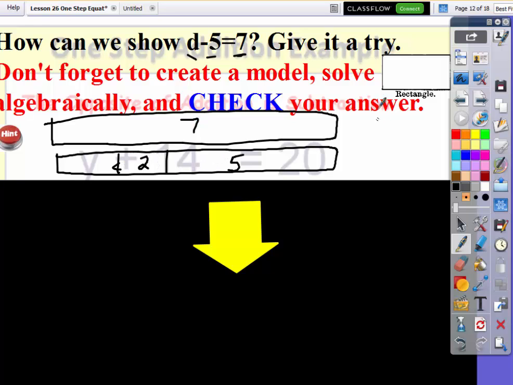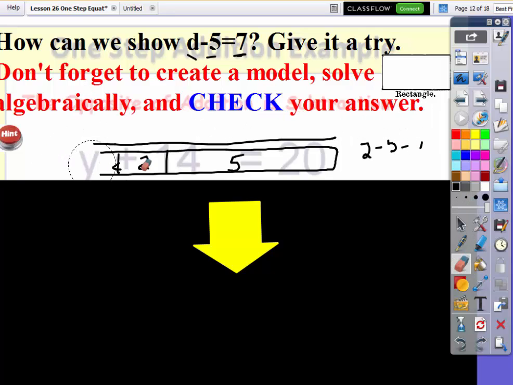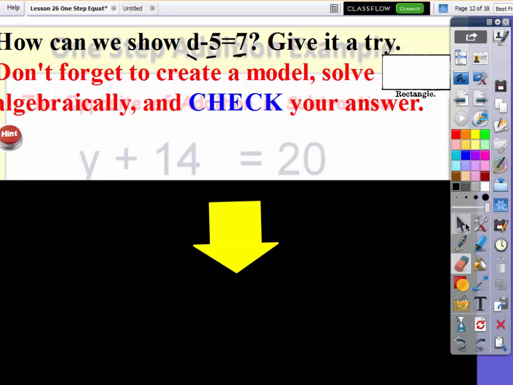So I'm going to check my answer. D minus 5 equals 7. 2 minus 5 equals 7. Does 2 minus 5 equal 7? It doesn't. So I know there's a mistake somewhere in my work. So we're going to check on this little hint here.